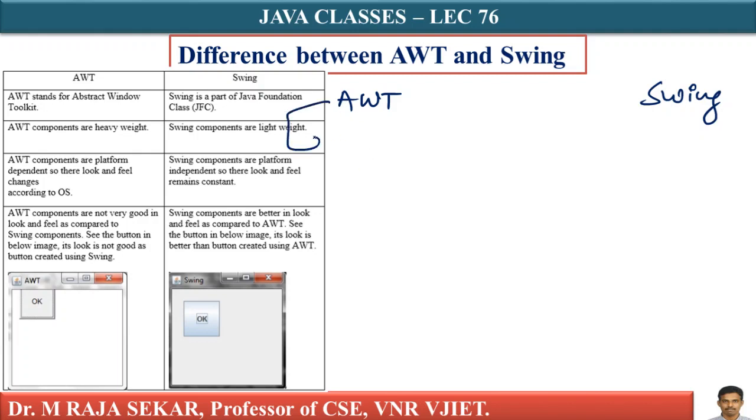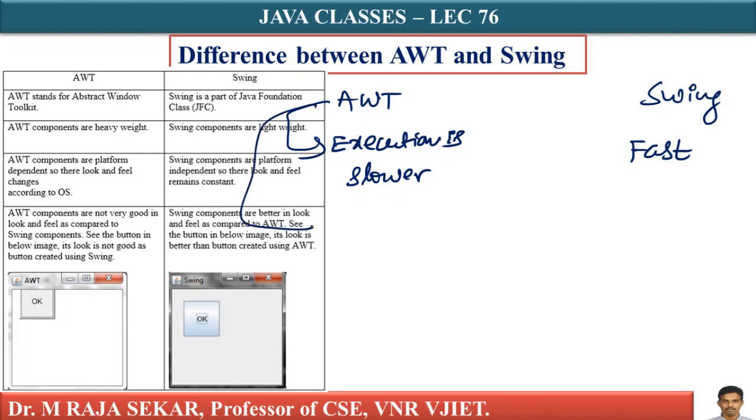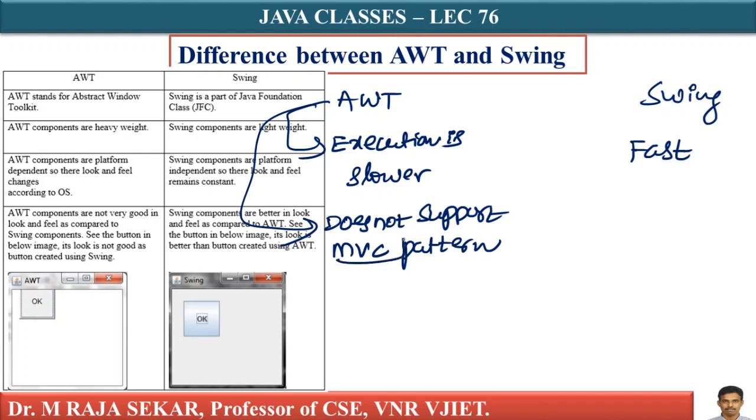In the case of AWT, execution is slower. Here in Swing, execution is fast. AWT does not support the MVC pattern. What is MVC? I will discuss MVC.